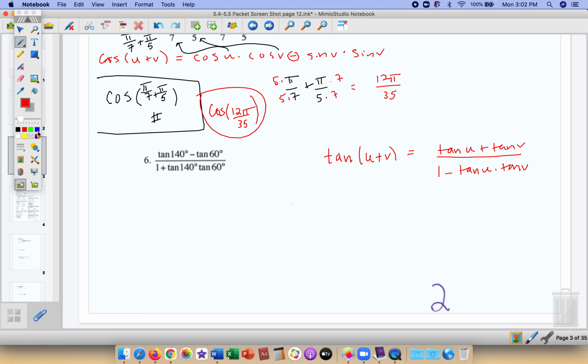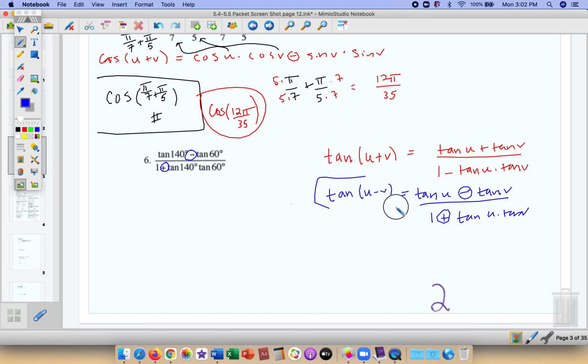Is it that one? Or is it the difference? Tan of u minus v, which would equal tan of u minus tan of v all over 1 plus tan of u times tan v. So we have to determine which formula matches this. Is it the sum or the difference? Well, let's see. Looks like that's a negative on top. That's a negative on top. It's a positive in the denominator, positive. So it looks like we're working with the difference formula. So we know we're working with tan of u minus v.